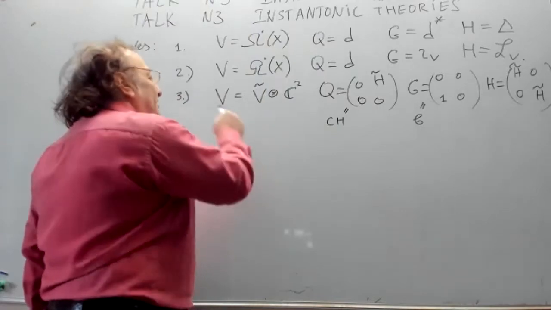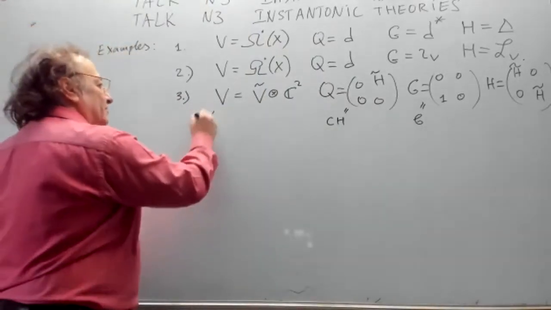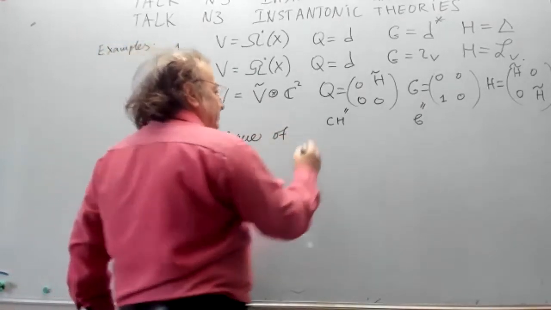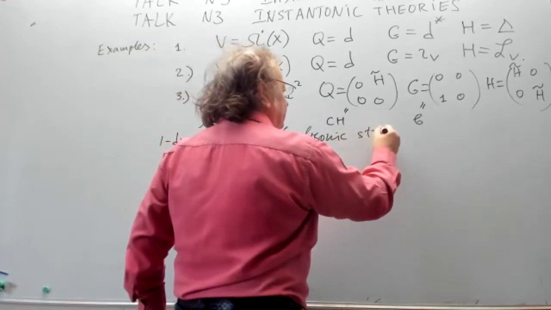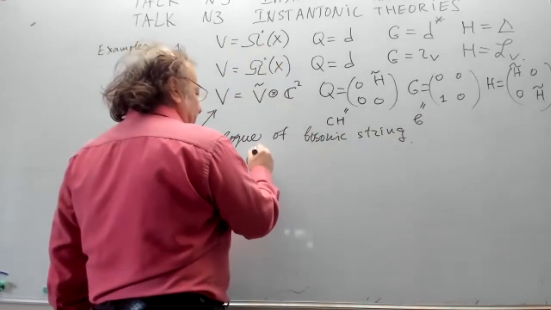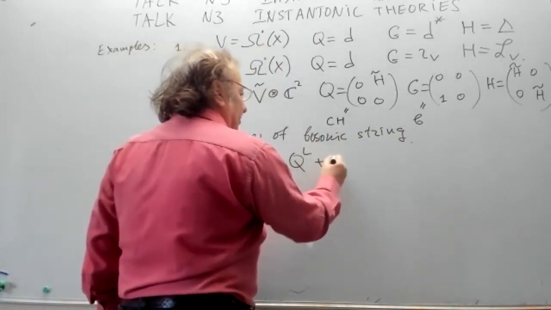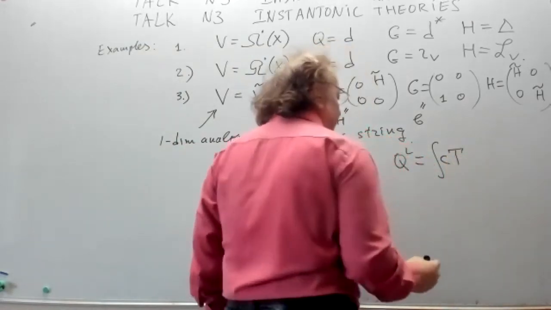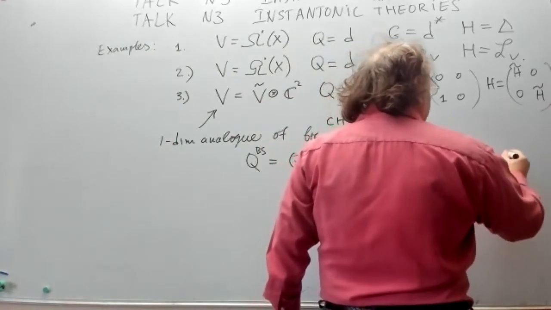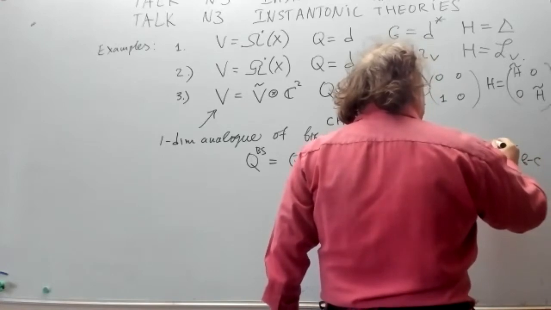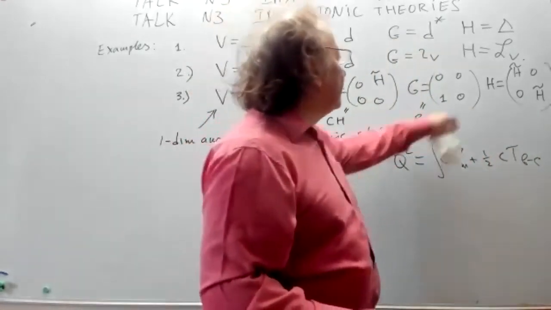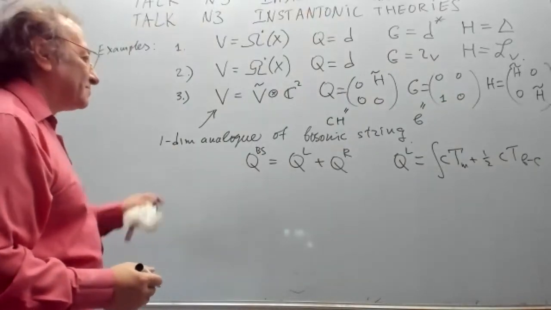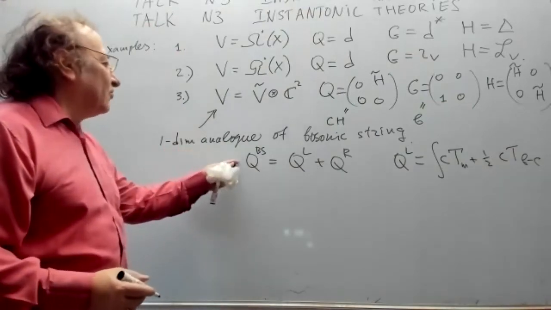It is nice to study theory using example three because it is a one-dimensional analog of bosonic string. Where Q in bosonic string is Q left plus Q right. And say Q left is the integral of C times the energy momentum tensor of matter fields plus 1/2 C times the energy momentum tensor of the BC system. So this is the analog of this. And I think that in this course, I'll try to prepare an example of this in higher dimensions.